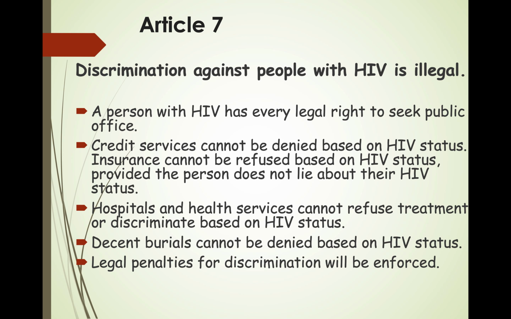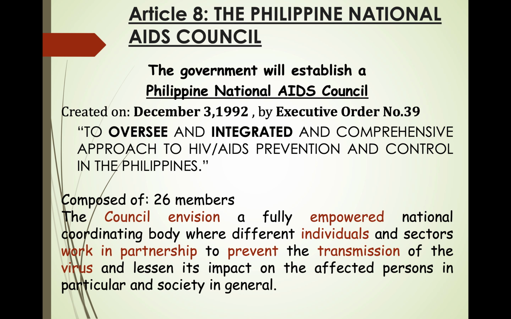This is one of the things that RA 8504 is also aiming for, not only preventing and controlling the disease, but spreading awareness and also protecting people living with HIV. So, moving on now to Article number 8, the Philippine National AIDS Council. The government will establish a Philippine National AIDS Council, which we all know as PNAC.